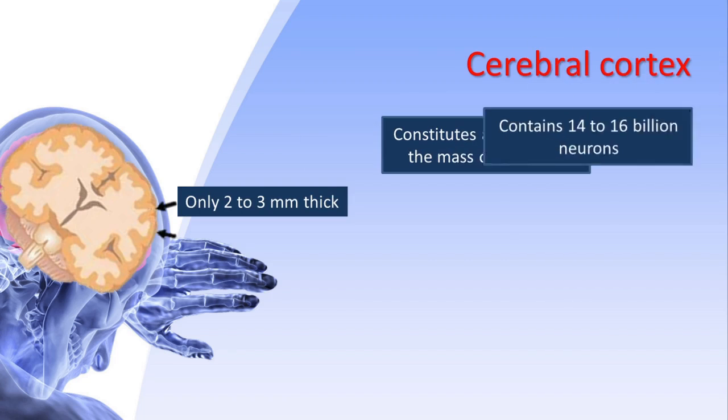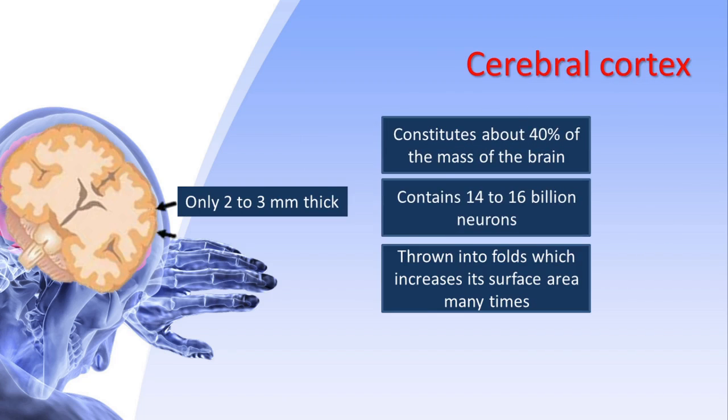Then the cerebral cortex has a thickness of only about 2 to 3 millimeters, and it constitutes about 40% of the mass of the brain. The cerebral cortex is made up of about 14 to 16 billion neurons. And the cerebral cortex is thrown into folds, which increases its surface area several times.